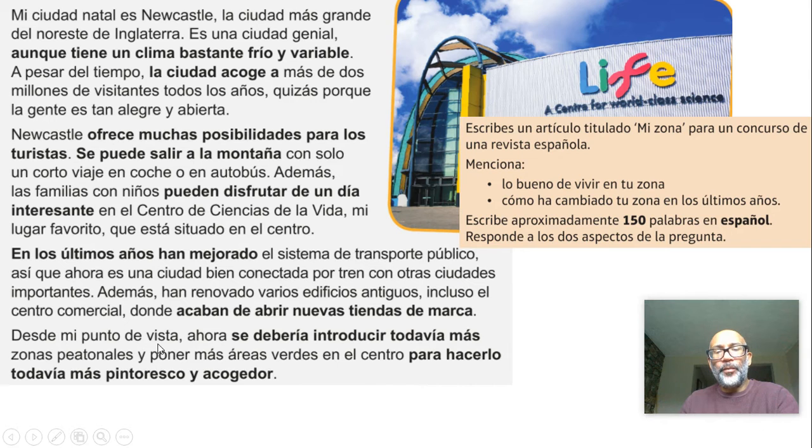From my point of view, now they should, or one should, introduce still more, or yet even more, pedestrian areas.